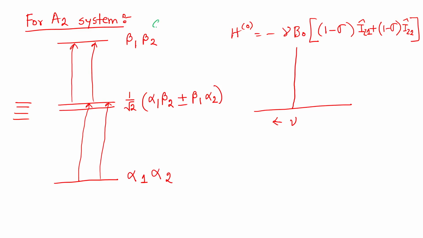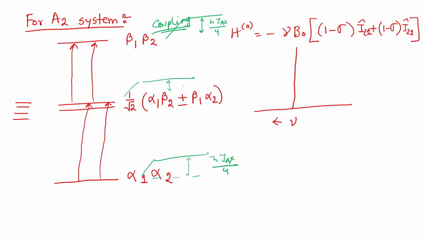Let me write the coupling in green. So what will happen? This will again increase by h J x by 4. This is also again increased. I am just showing you, and one of them will also be uplifted and increase, destabilize. And one of them is going to destabilize three times of that.